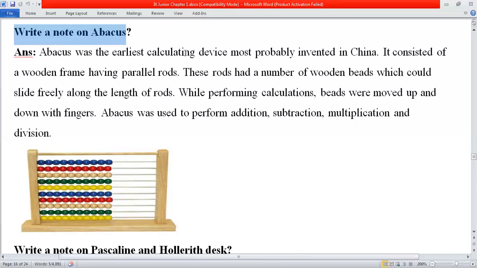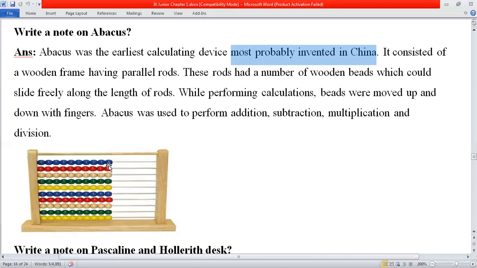The abacus was the earliest calculating device, most probably invented in China. In one book I have studied that it was developed in 3000 BC, which means this device was made 3000 years before, by the Chinese. It consisted of a wooden frame, watch over here, having parallel rods. This one is a rod, another rod, and so on.